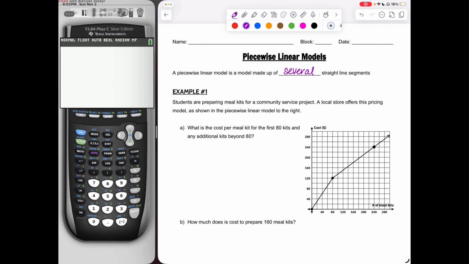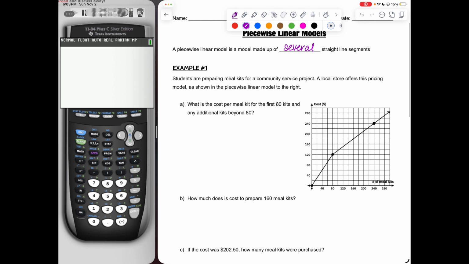Students are preparing meal kits for a community service project. A local store offers this pricing model as shown in the piecewise linear model to the right. As we can see, this graph has several straight line segments. We have a line segment here, and then we also have a line segment here. The first question asks: what is the cost per meal kit for the first 80 kits and any kits additional beyond 80?